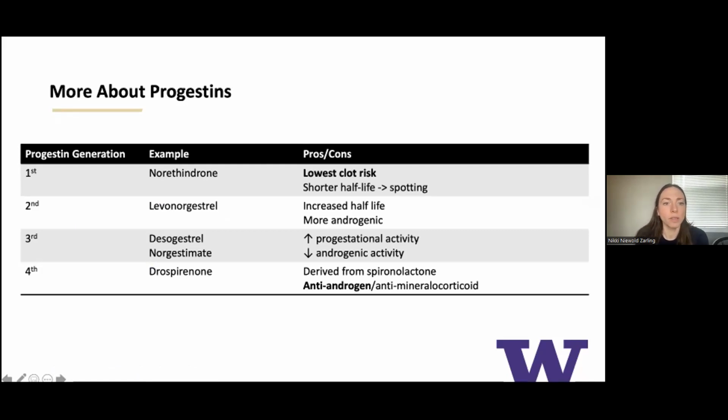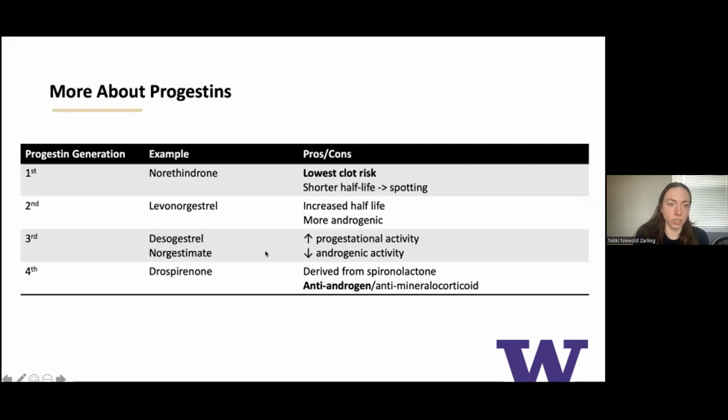As we move up the generations, their half-lives generally increase. And then as we get to the 4th generation, we have some additional benefits, including an anti-androgen side effect. So drospirenone is the progestin seen in Yaz or Yasmin. And as you can see in this table, there are some advantages and disadvantages to each option.